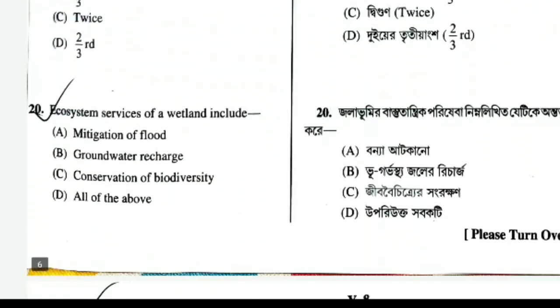So to the next question, number 20: ecosystem services of a wetland include what? So what are the services provided by a wetland? How is a wetland important? Here the correct option will be option number D, all of the above, because a wetland is able to mitigate floods, recharge the groundwater, and conserve biodiversity. Wetlands are one of the very, very highly species rich ecosystems.